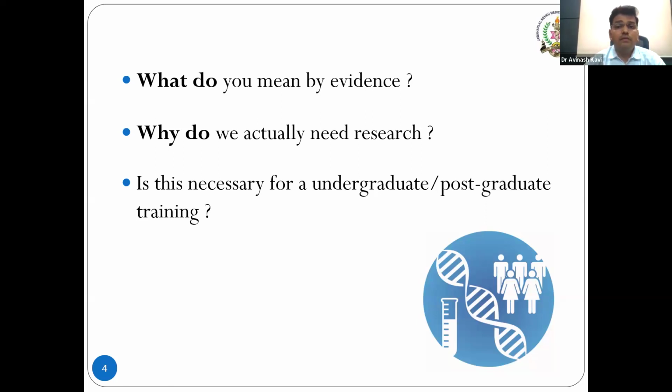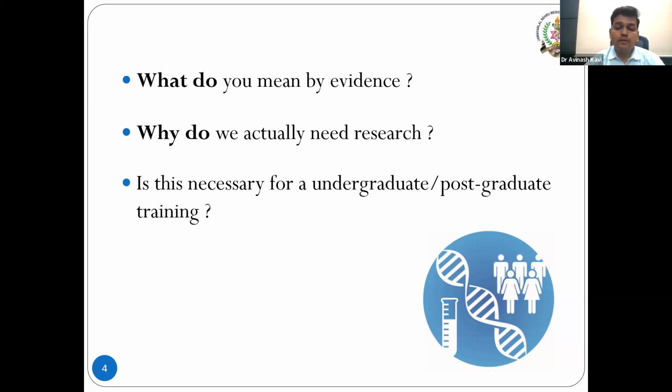And whenever we talk about evidence, whatever we practice today is all based on the evidence which has been generated over a period of years. When we open any textbook, each and every sentence of the textbook has evolved from some research done by some great researchers. And we see a list of bibliography at the end of each chapter. So if they had not done that research, definitely we would not have got that evidence. And for generating evidence, we have to do research.